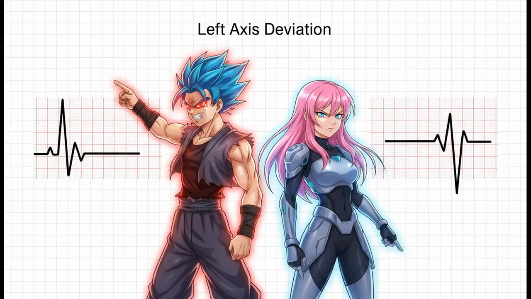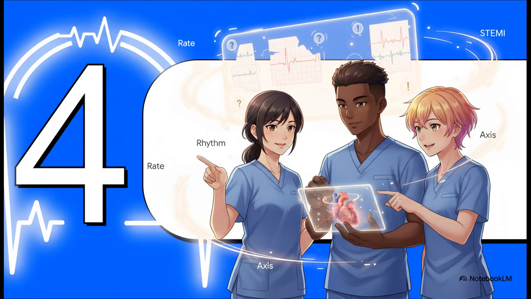So for left axis deviation, it's the exact opposite pattern. This time, the QRS in lead I points up, and the QRS in lead 2 points down. See how they're pointing away from each other now? Like two people who've had a fight and turned their backs. They're enemies. And when you see this pattern, you should think about things that affect the left side of the heart, like left ventricular hypertrophy or some conduction blocks. That's left axis deviation.